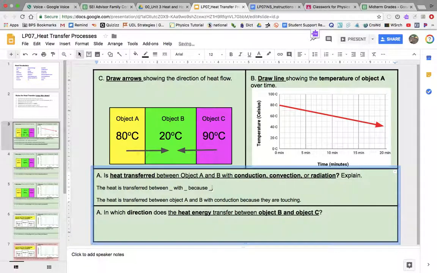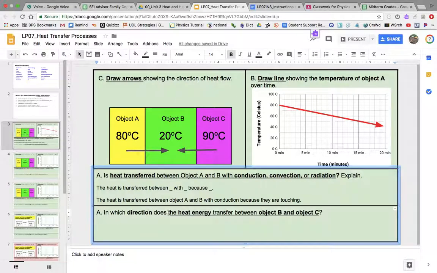Okay, and you are going to continue to use this form for your other sentences. So the heat is transferring between A and B with, and here we said they're touching, so it's conduction because they are touching. So that answers this part. Now we're going to go to the next part.